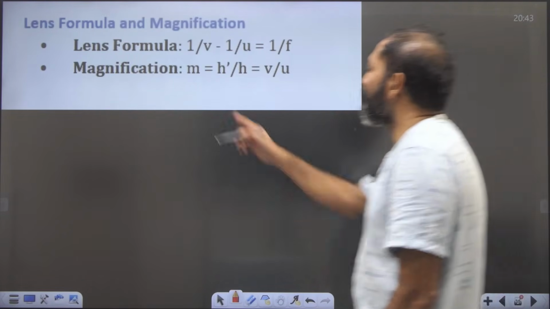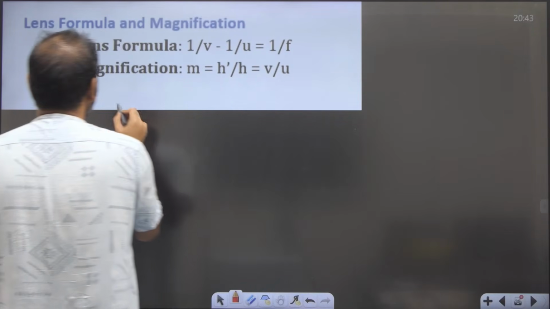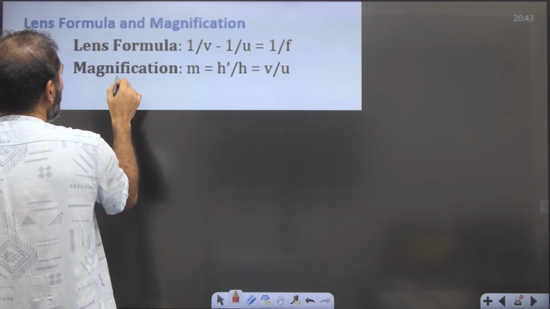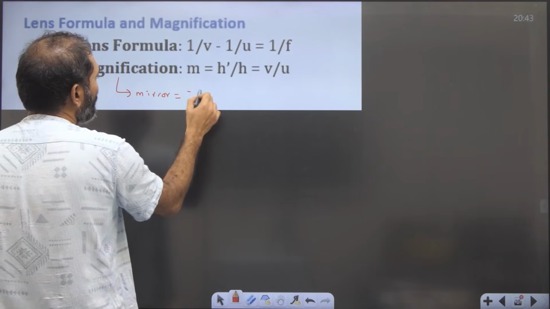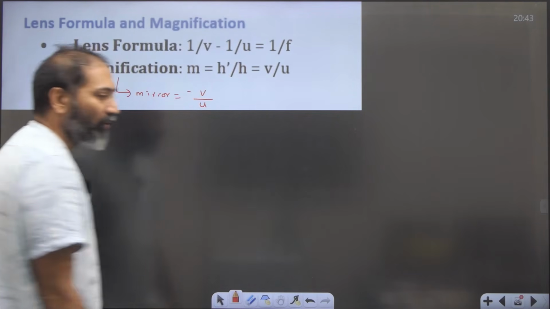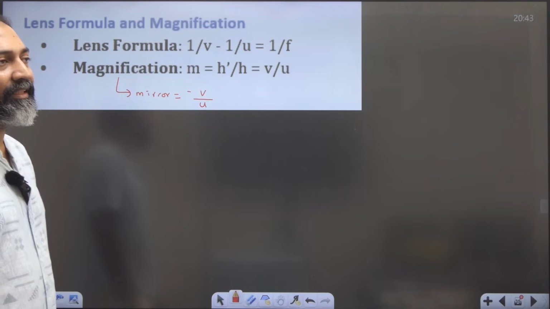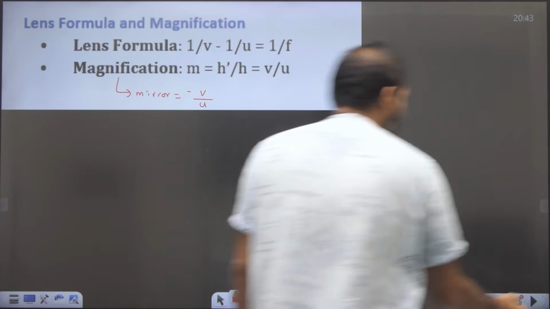Next, the lens formula: 1/v minus 1/u equals 1/f. Magnification: remember, magnification in a mirror is minus v/u, and magnification in a lens is v/u. Always remember, magnification in a lens is v/u, and magnification in a mirror is minus v/u.